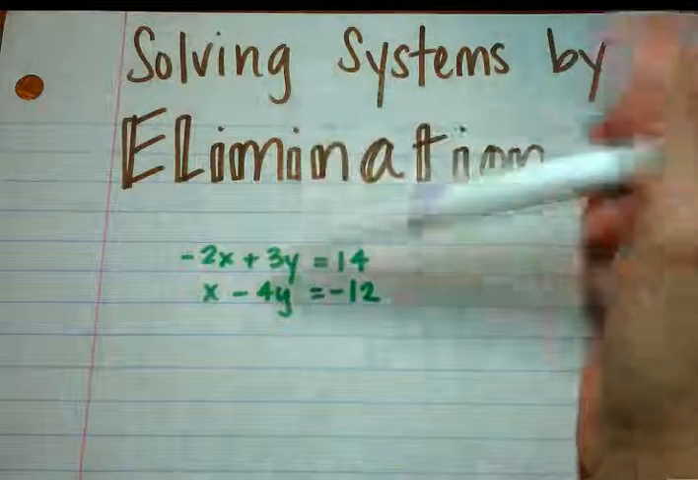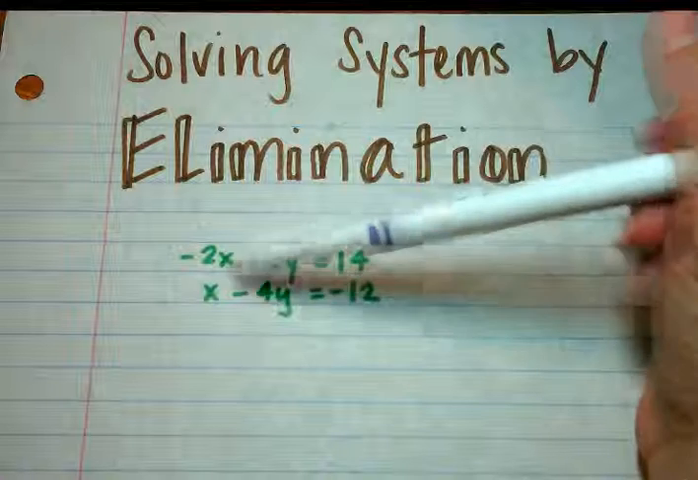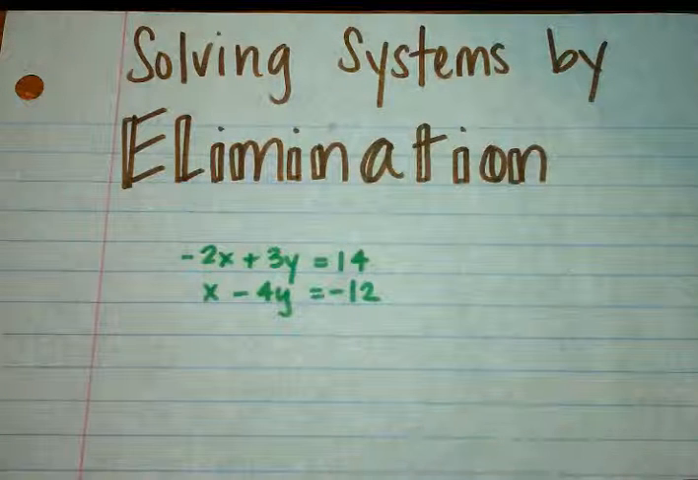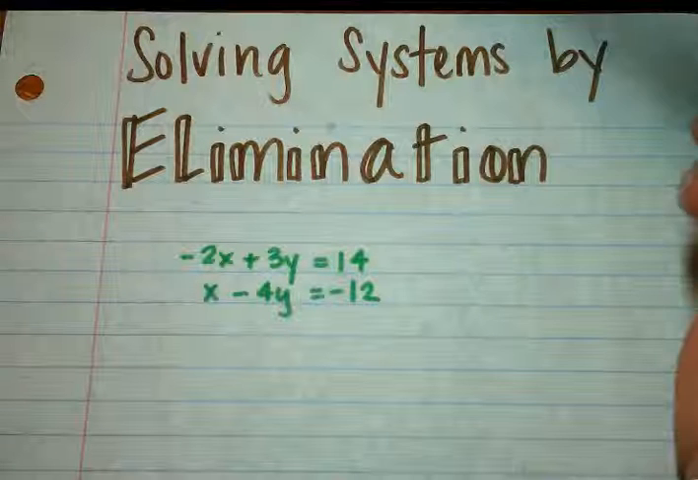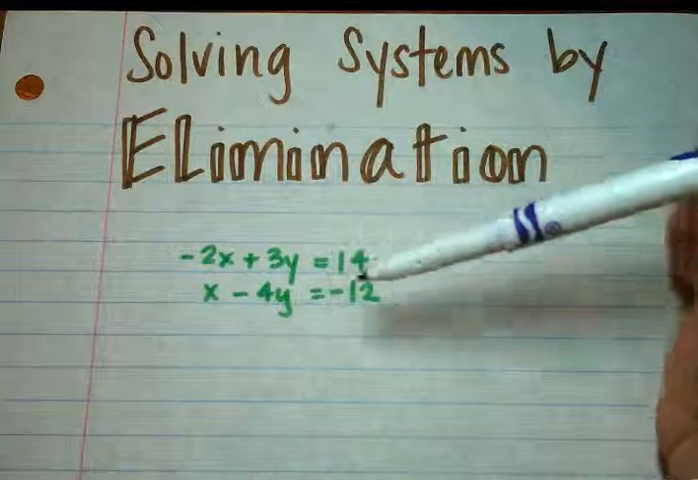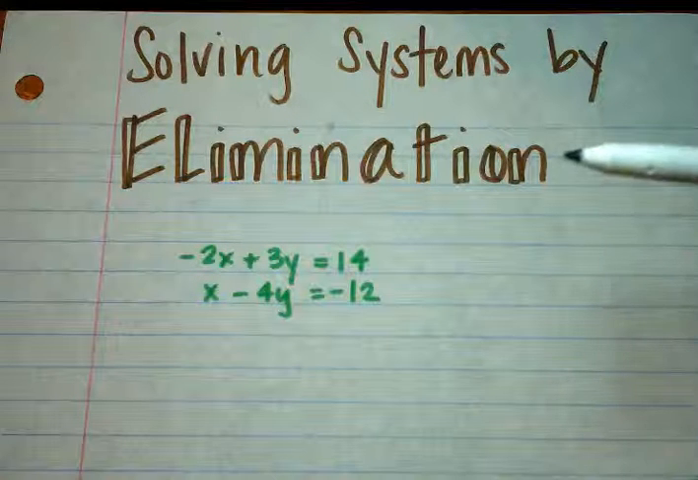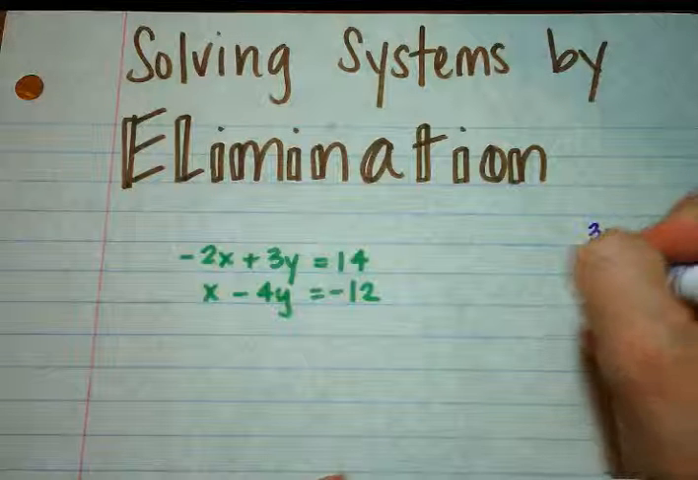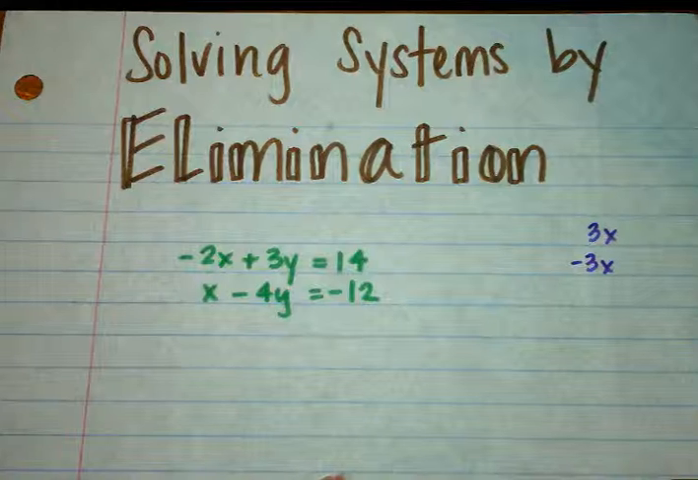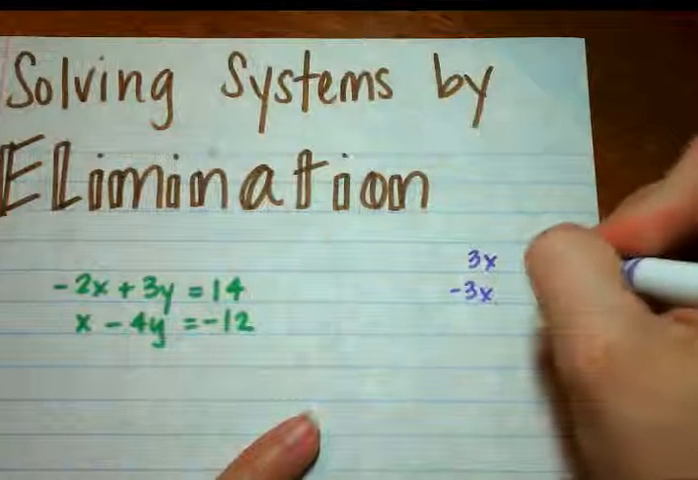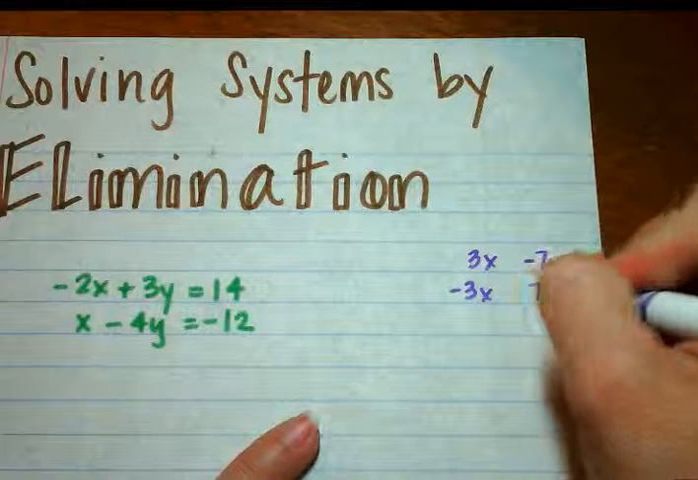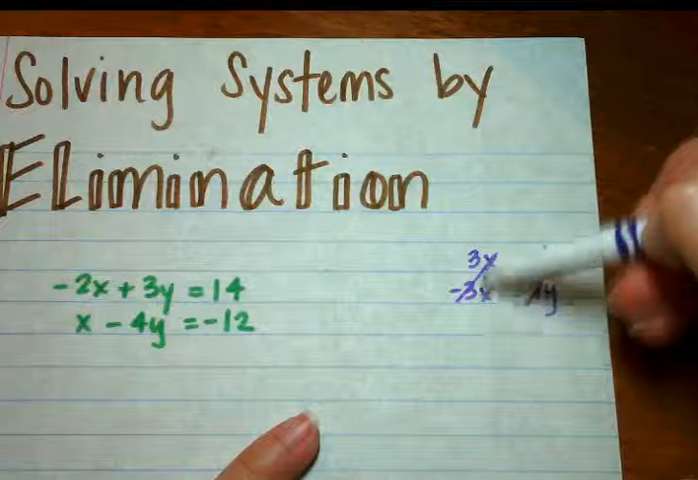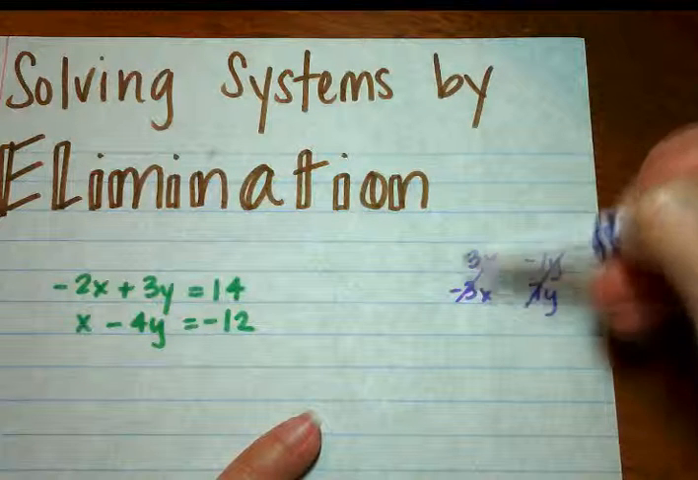What we're doing with elimination is we are trying to get something to eliminate. And the way we get things to eliminate is to cancel them. And the way they cancel is because they have the same coefficient, but a different sign. So what I mean by that is 3x and negative 3x would cancel. Or if you had negative 7y, you would need a positive 7y for those to cancel. So they have to be the same coefficient, but opposite signs.